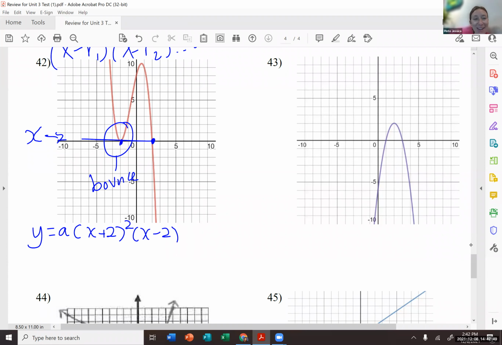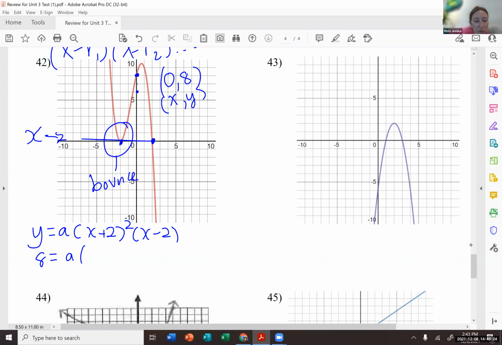Well, actually, I have to do more work. So I've got to find another ordered pair. I see this right here, 6, 7, 8. That's going to be 0, 8. So after I make my basic form with x and y, I still have a. So I use the ordered pair x comma y, and I'll plug it in. So 8 is equal to a.